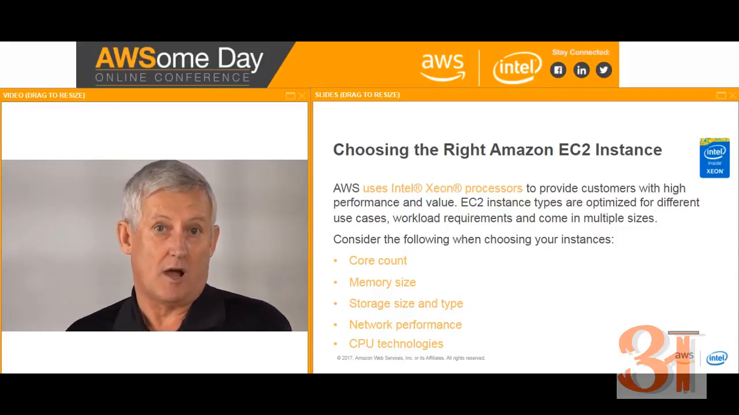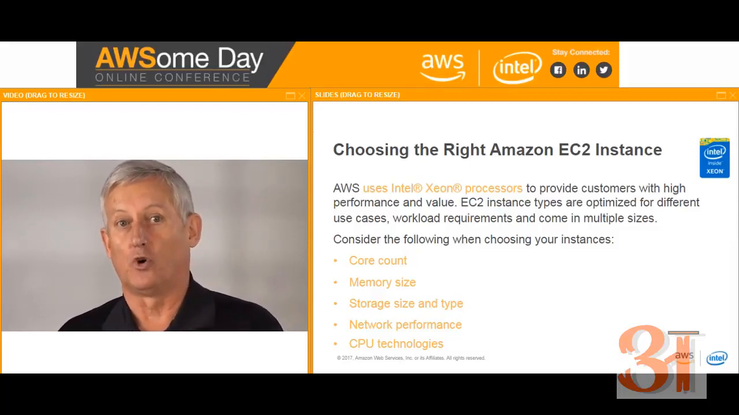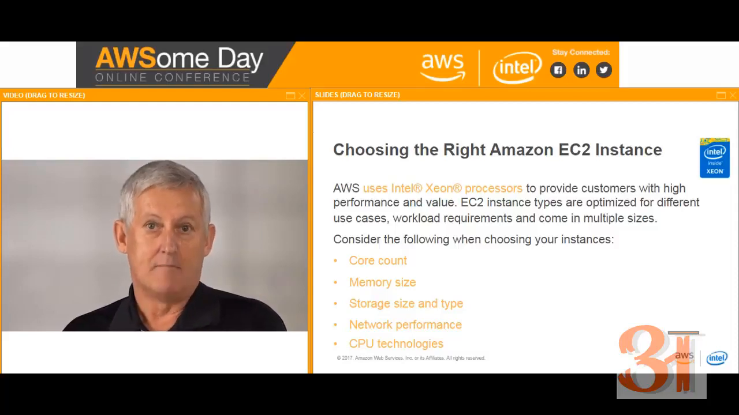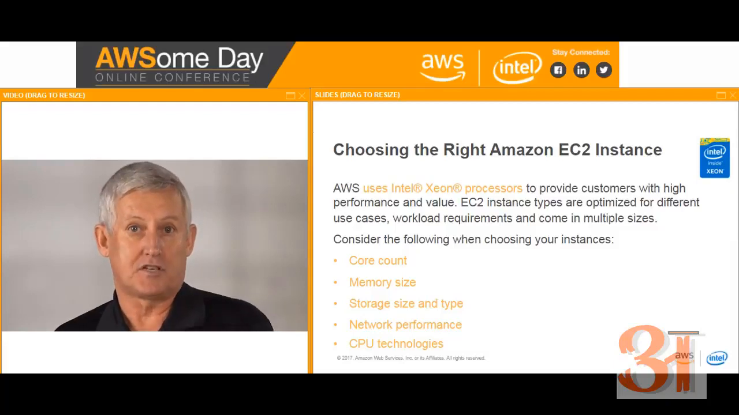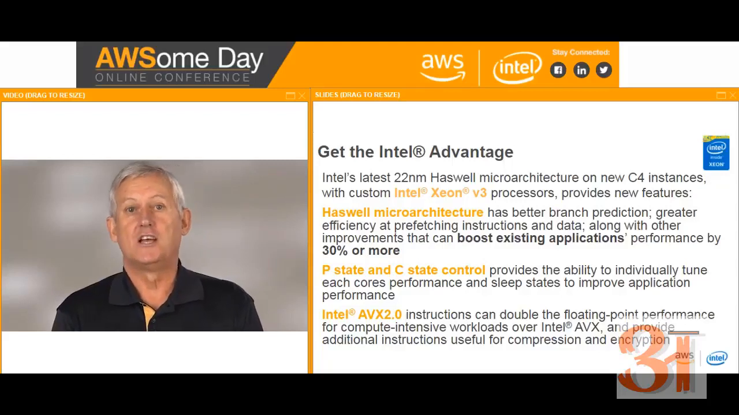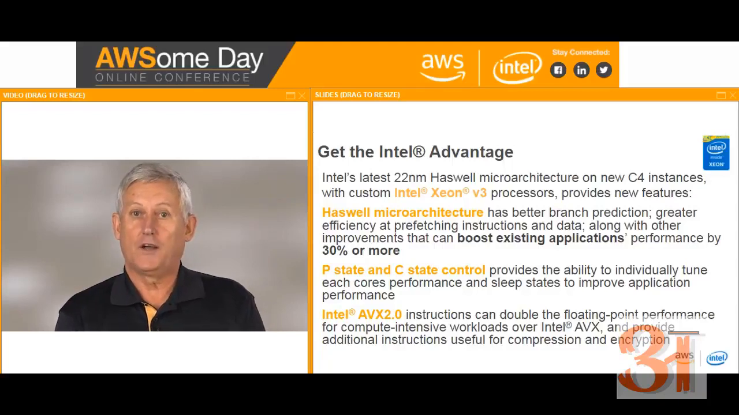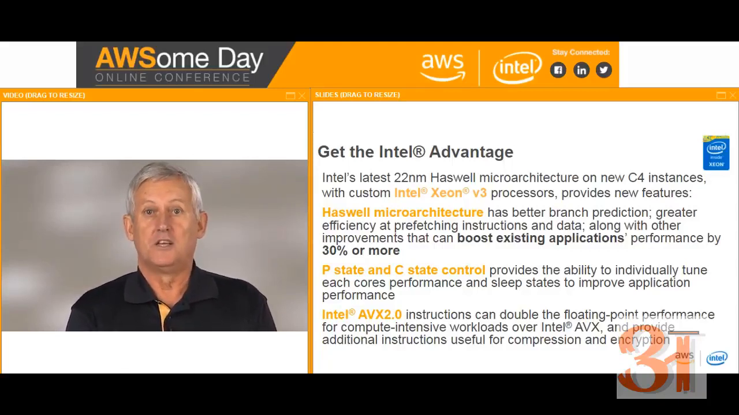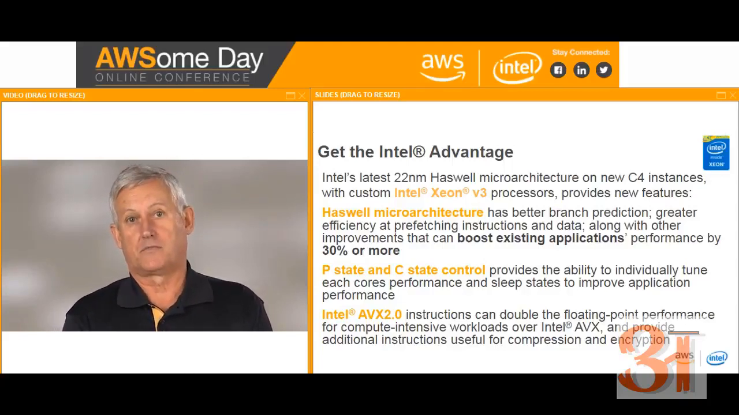When you choose your instance type, you should consider the different attributes of each family, such as number of cores, amount of memory, amount and type of storage, network performance, and Intel processor technologies. AWS recently launched C4 compute-optimized instances which utilize Intel's latest 22nm Haswell microarchitecture. C4 instances use custom Intel Xeon V3 processors designed and built especially for AWS.